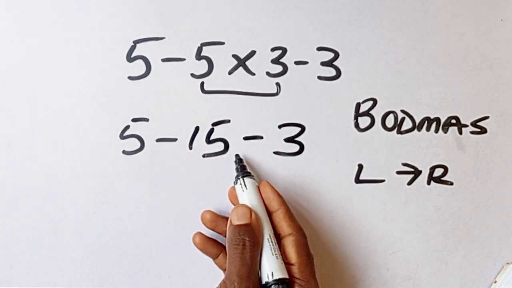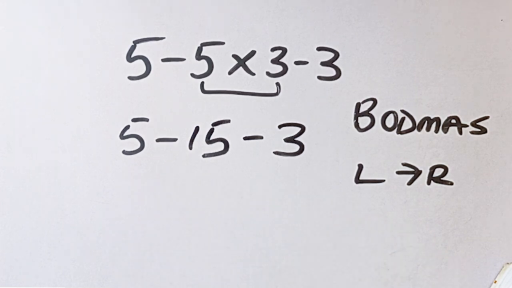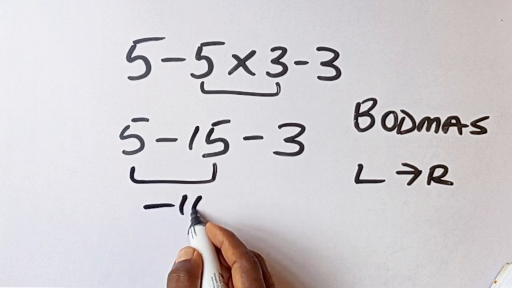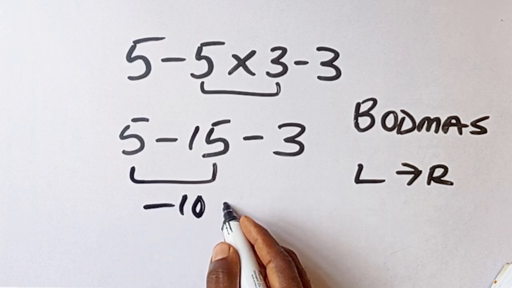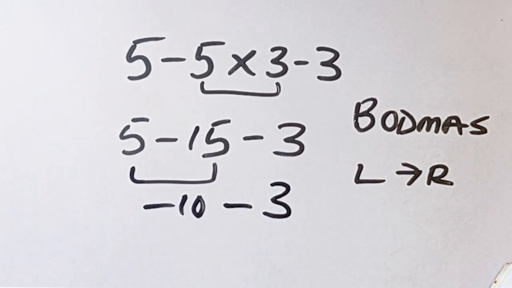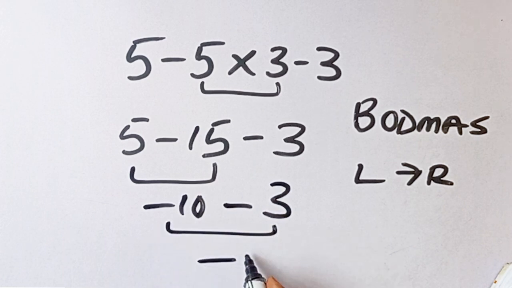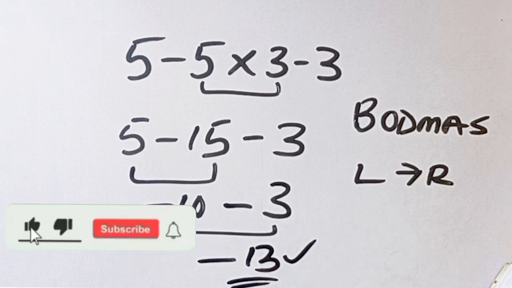Now we have 2 subtractions, so we just follow the rules from left to right. 5 minus 15, this is going to give us minus 10. Then minus 10 minus 3. Minus 10 minus 3 is going to give us minus 13. And this is the final answer.